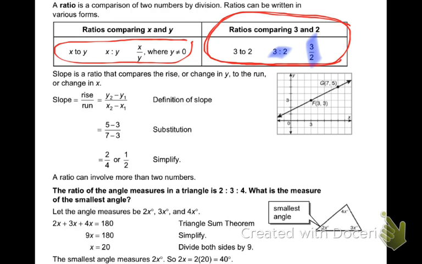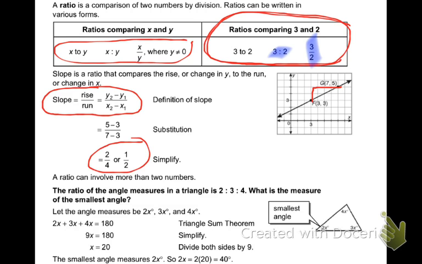Slope. Slope is actually a ratio that compares the rise or change in y to the run or change in x. Okay, slope actually is a ratio comparing the rise to the run. All right. So when I look at this, I'm going to find the slope. I go up 2 over 4, 2 over 4, which is really 1/2. That is my slope, which is also a ratio comparing the rise to the run.